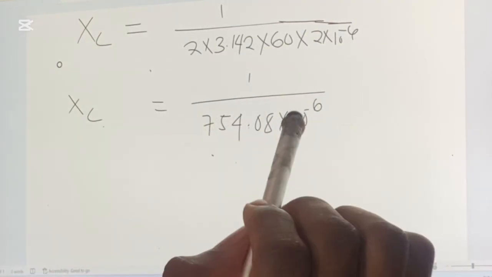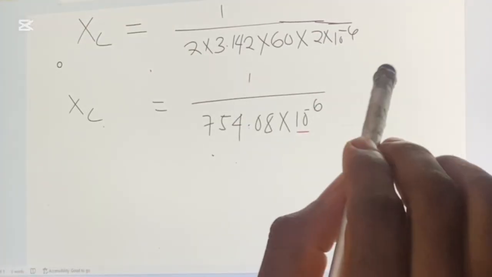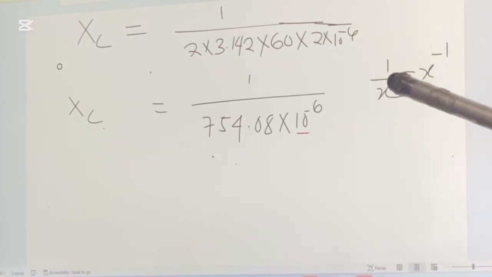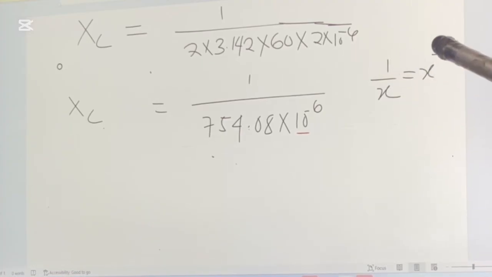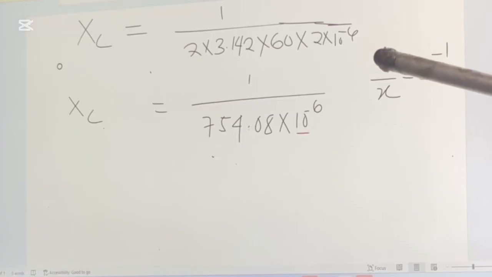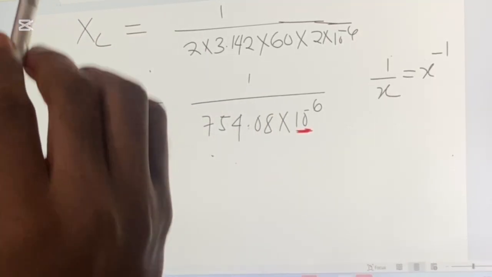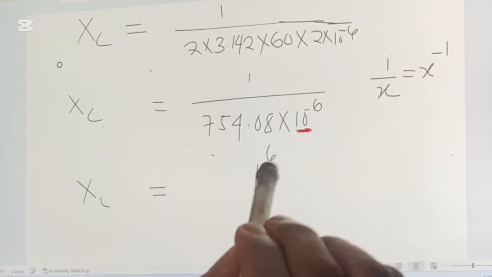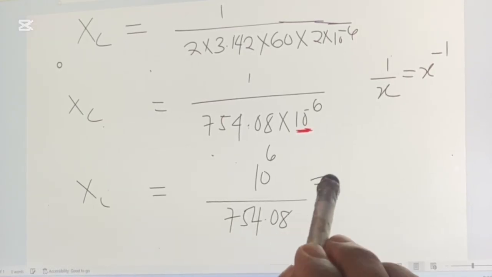So I will take this 10 raised to the power minus 6 to the numerator to make it positive. Remember, whenever you have something like 1 over s, it is the same as s raised to the power minus 1, meaning that whenever you are taking anything from denominator to numerator, the sign of the power will change. The same thing here. Whenever you are taking anything from numerator to denominator, the sign of the power will change. So taking 10 raised to the power minus 6 from denominator to numerator, I will have 10 raised to the power of 6 over 754.08.